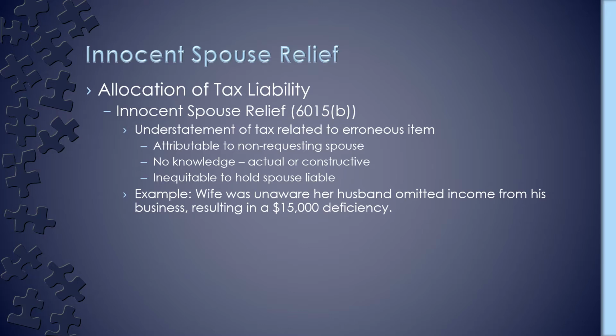So just a quick example, let's say you are unaware that your husband has omitted income from his business. Later, there's an audit and it results in a $15,000 deficiency, which is the tax, penalties, interest. If you can prove that you qualify for innocent spouse relief under 1615B, you would not owe for that $15,000. So this is the first type of relief. This is pretty straightforward.